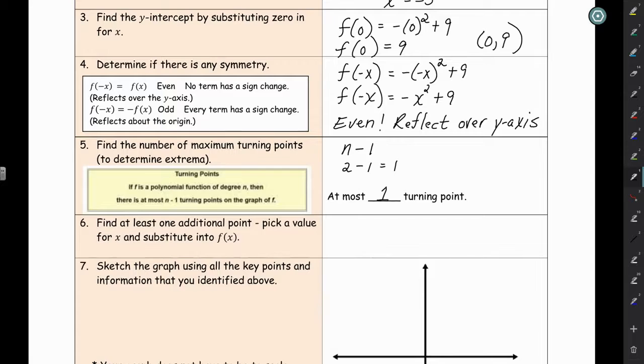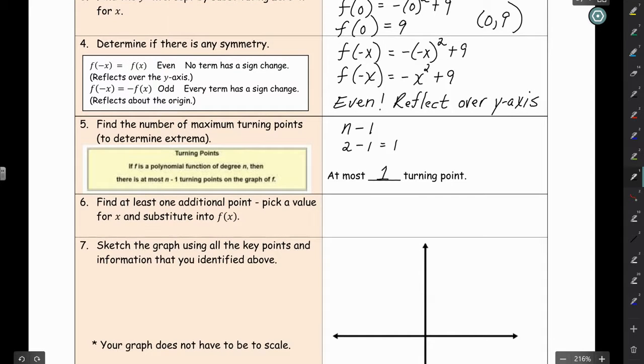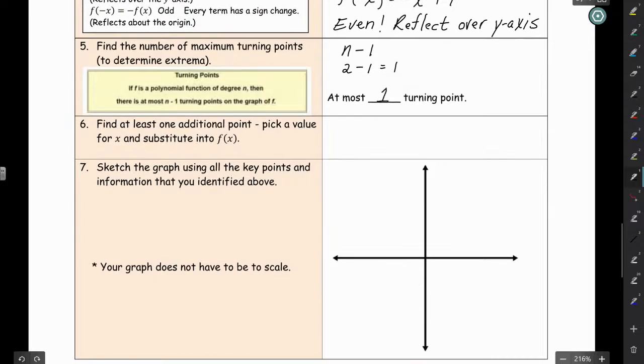Find at least one additional point. I think I'm going to do what I did in the last graph. I'm going to sketch out some of what I have already and then decide what additional point to pick. All right, so I know I have x-intercepts at 3 and -3. I have a y-intercept at 9.